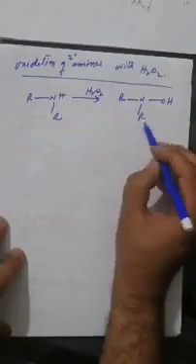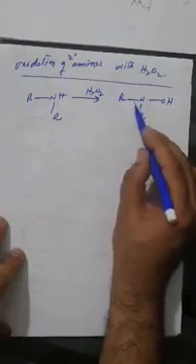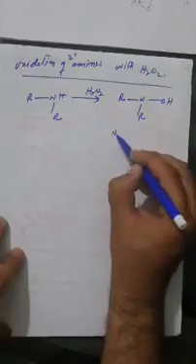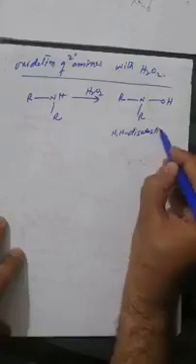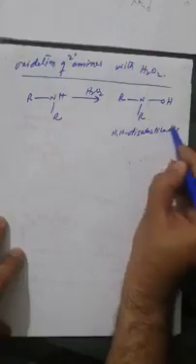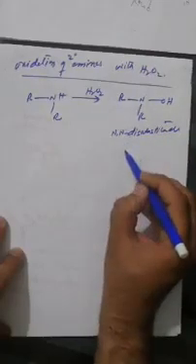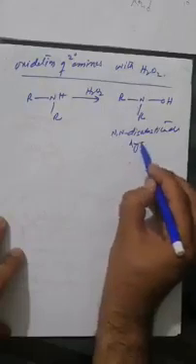What is the name of this compound? It's an N,N-disubstituted hydroxylamine. Now, what is the mechanism? The mechanism is very much similar to what we have just learned.